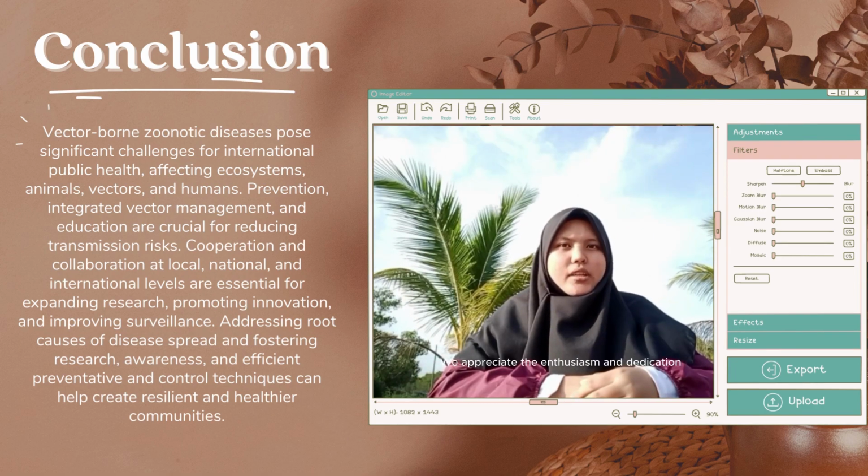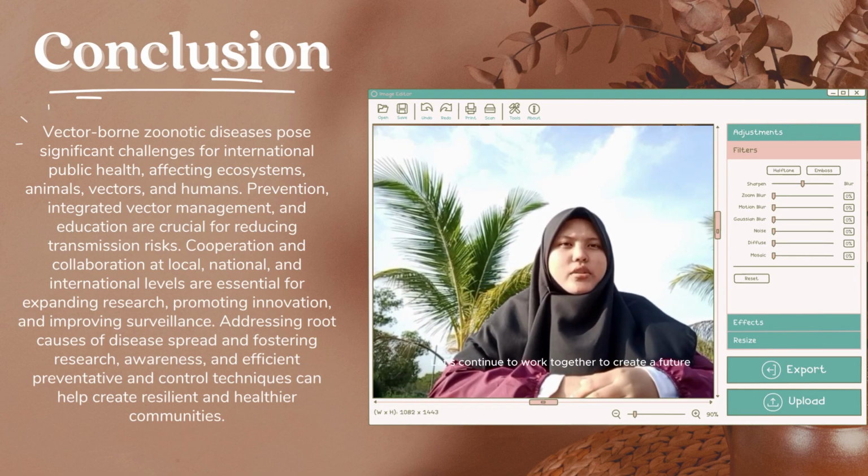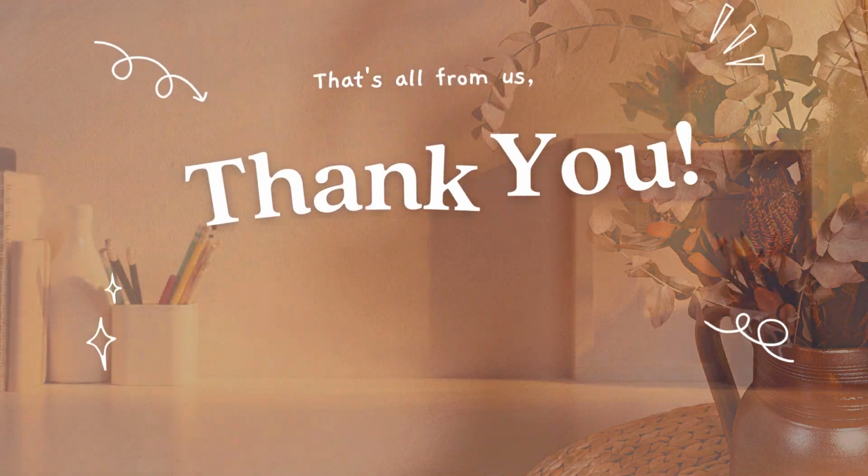We appreciate the enthusiasm and dedication to comprehending and addressing the problem brought on by vector-borne zoonotic diseases. Let's continue to work together to create a future in which the threat posed by these diseases is greatly diminished and the health and welfare of human beings and animals are protected. That's all from us. Thank you.